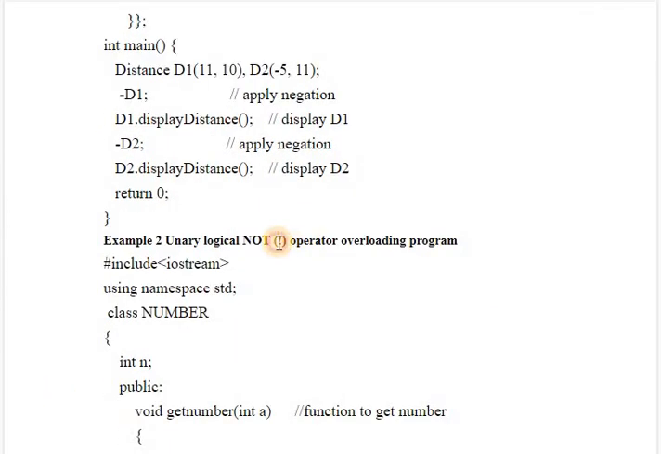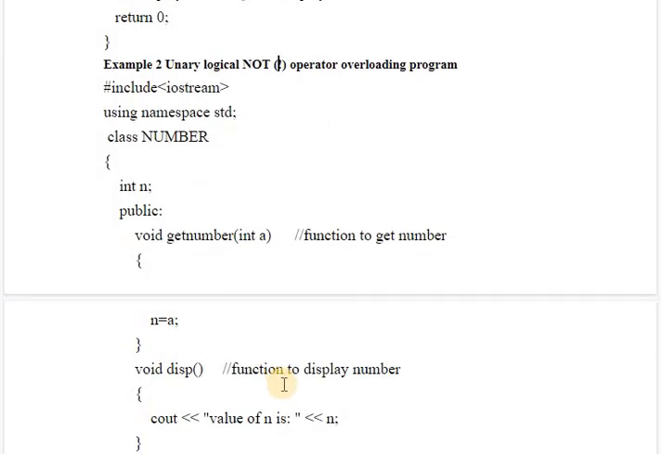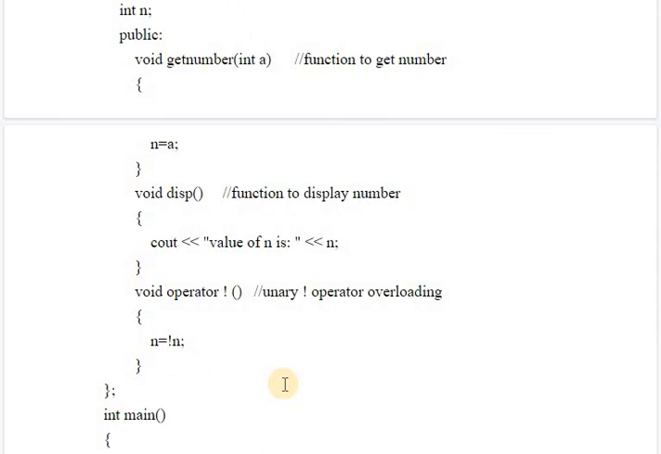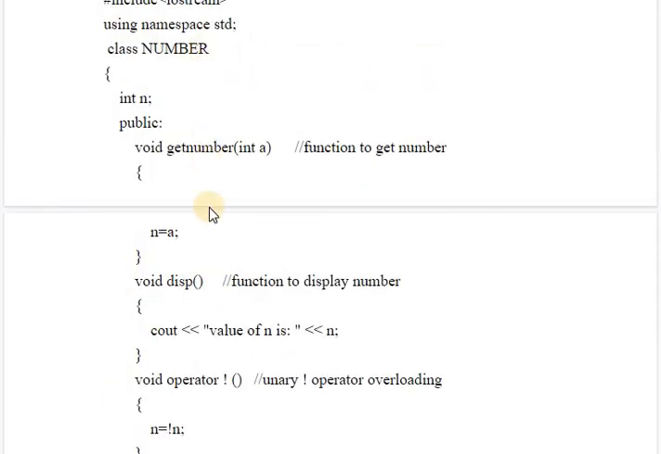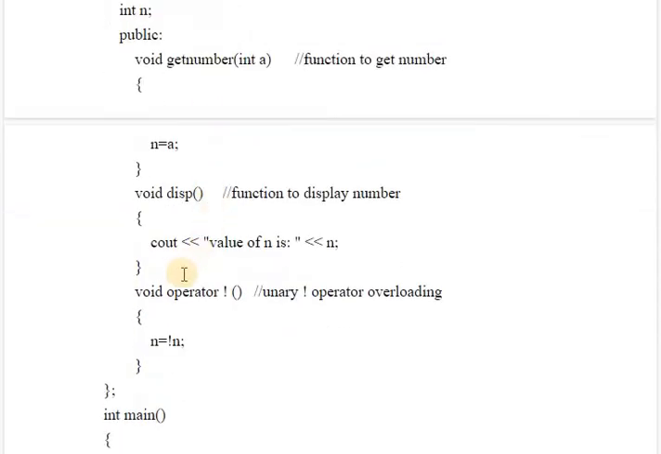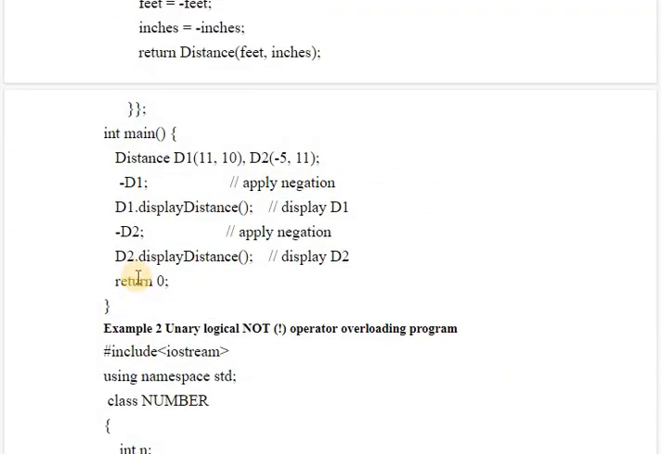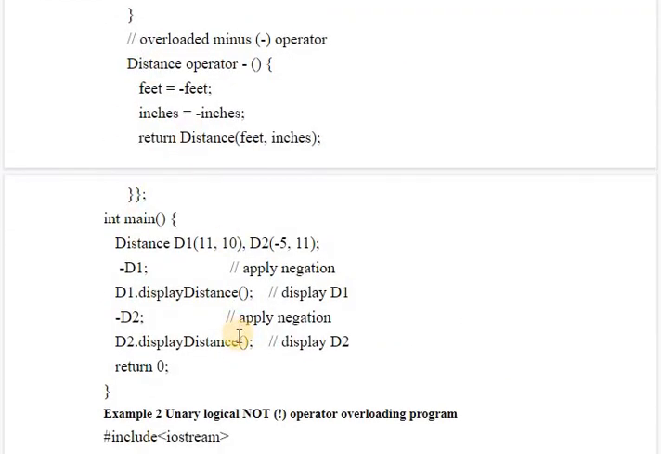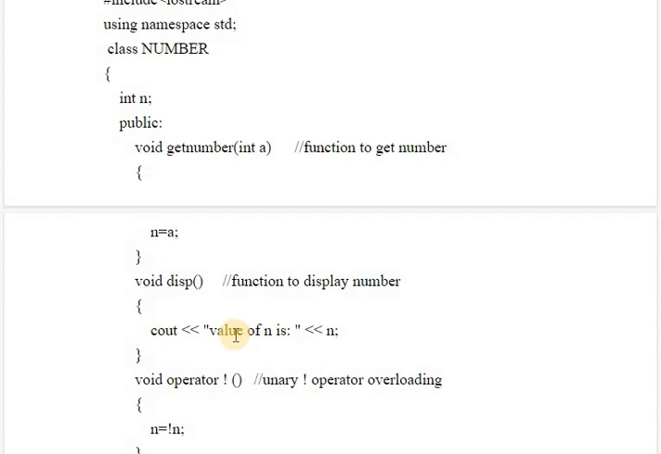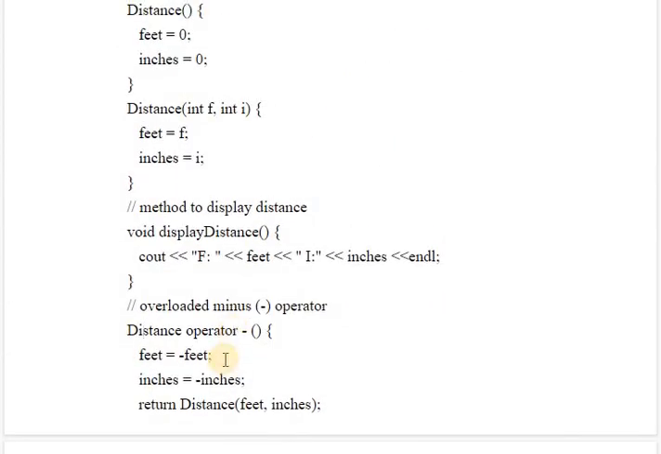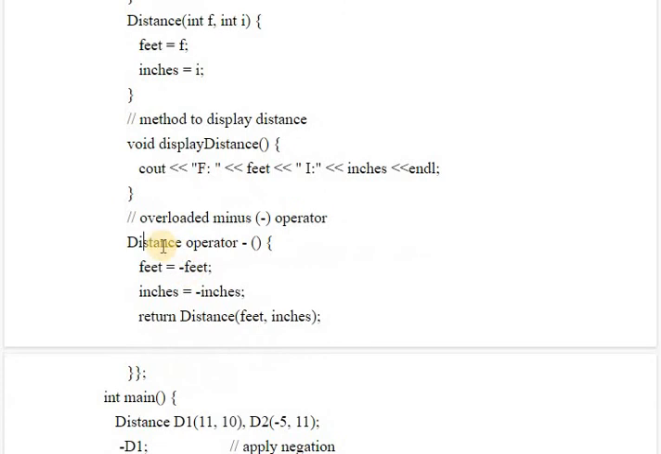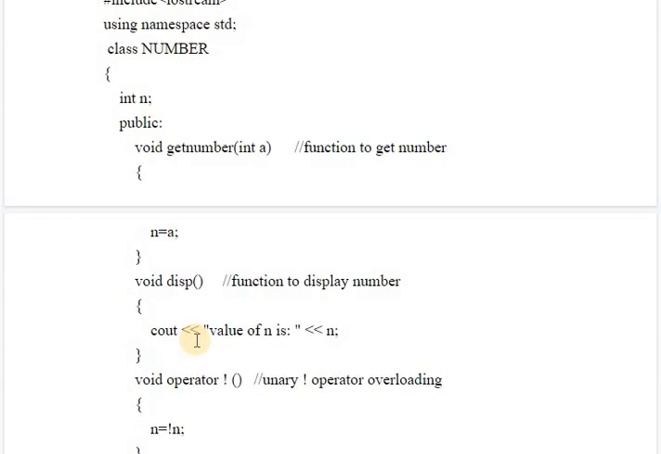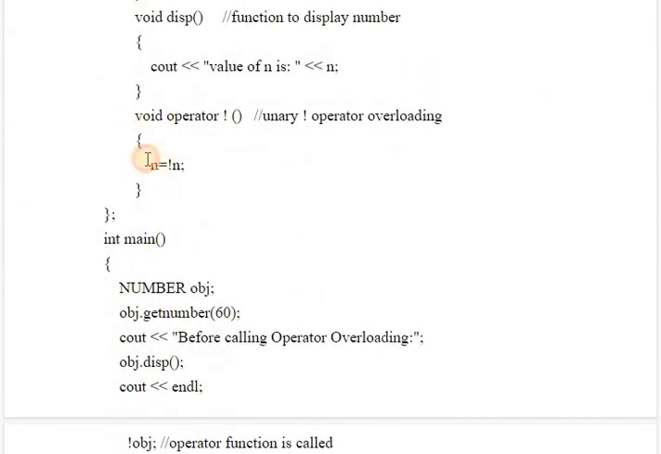The second example is of negation, or you can say the not operator, which is used to negate the value. Here again we have one class, Number. Get number is taking input, display is showing the output, and this is the function definition for the operator. Here we have return type as void, and in the previous example we had return type as Distance. That is up to the programmer only: if we are returning an object from our function, then we have to take the return type as the class name. So the logic goes here.